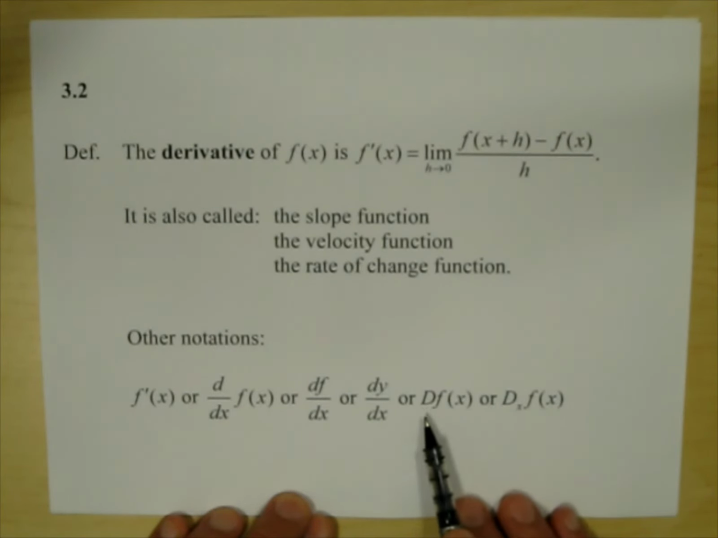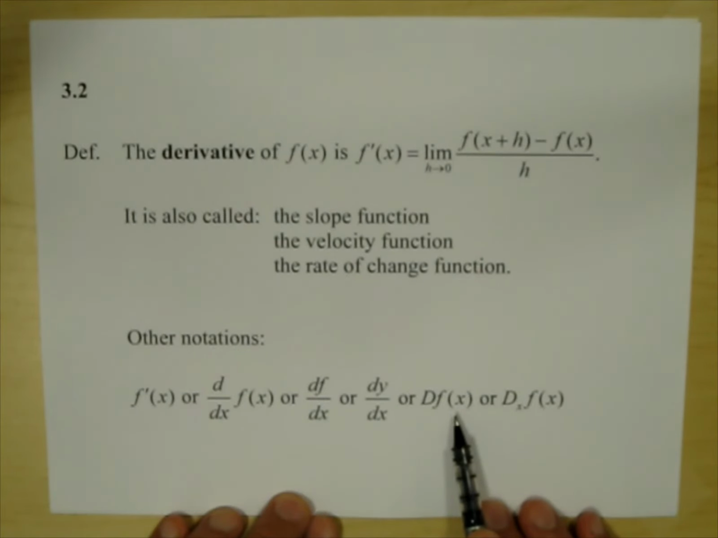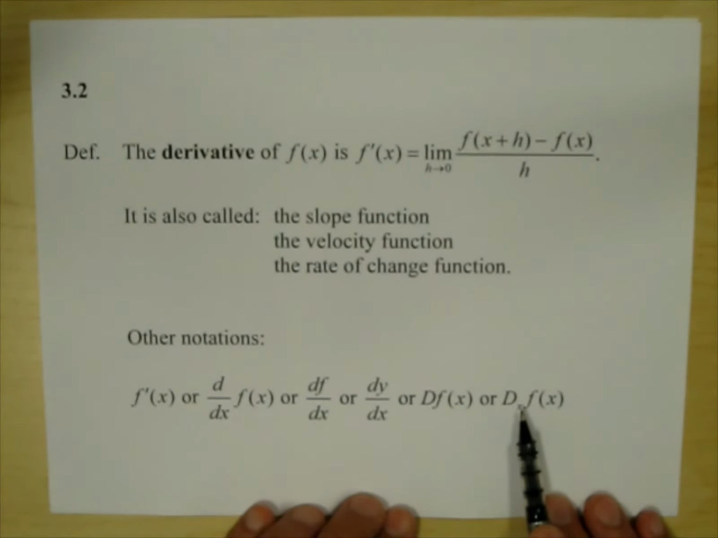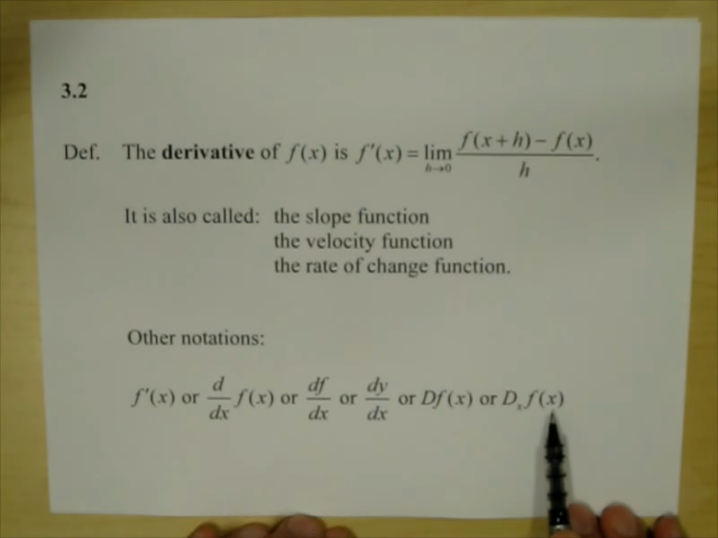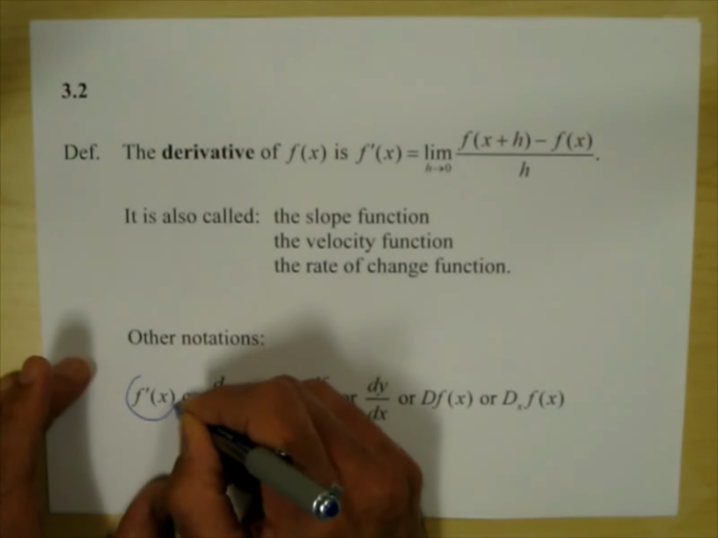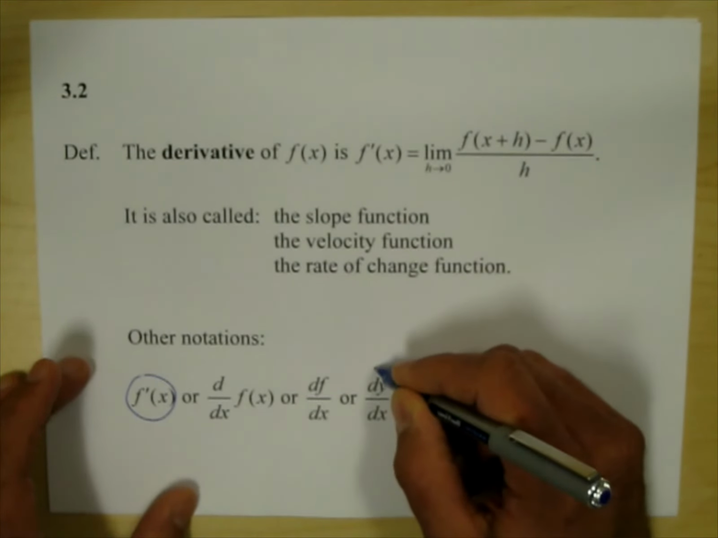Or you can put a big D in front of the function and say that's what it is. I'm taking the derivative of that function. We do this in differential equations. Or if you're taking derivatives with different letters within the same problem, sometimes you may be taking the derivative with respect to another letter. Sometimes you have to write D sub x and then put it in front of the f of x. So the ones that you'll see mostly in this class happen to be this one right here and this one right here.